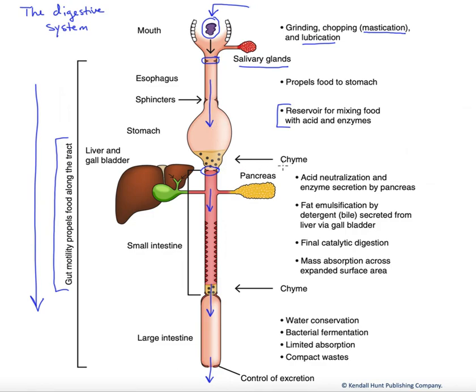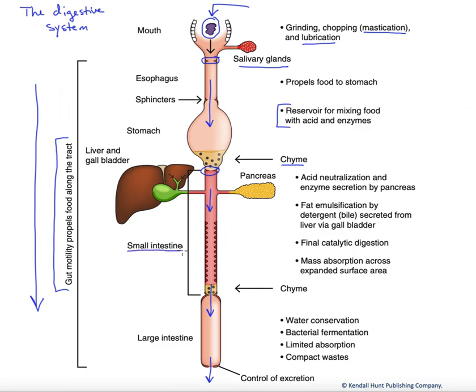Now, it's no longer called food. We're going to call it chyme because it's not just food. It's food plus enzymes and acids, in this case mucus that's helping protect the GI lining. All those are mixed together here. We're going to pass from the stomach through a sphincter into the small intestine now.